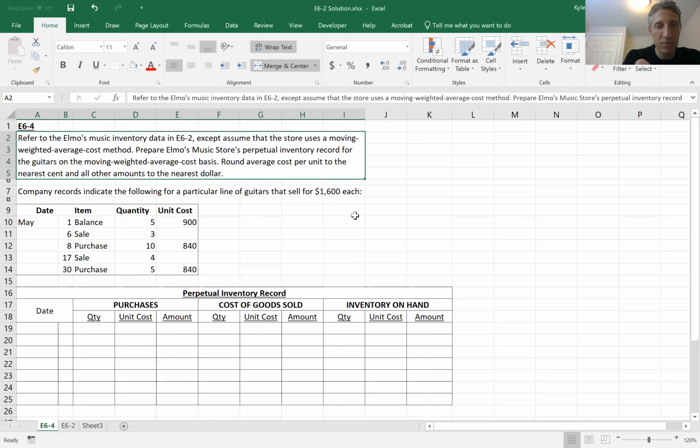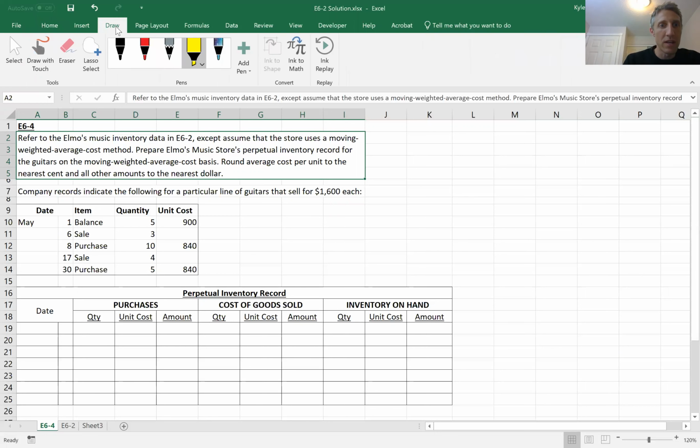So I'm going to highlight some key words for us here. It says to use the moving weighted average cost basis. This right here. Well, what the heck is that? So let's back up a minute. We know from class that there's 3 acceptable methods for valuing inventory. There's specific identification, FIFO, and moving weighted average. So this is the third of the 3 acceptable methods.